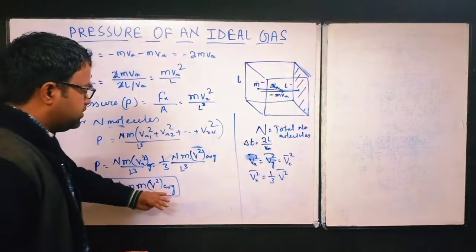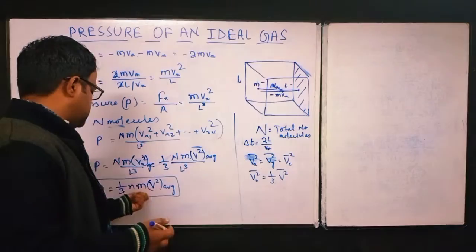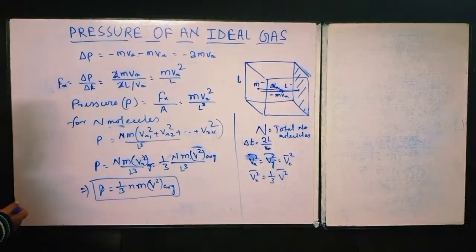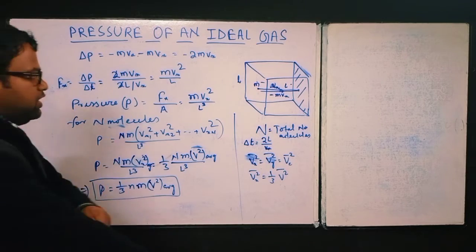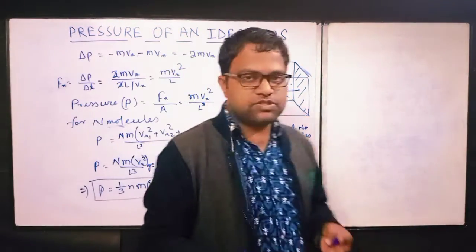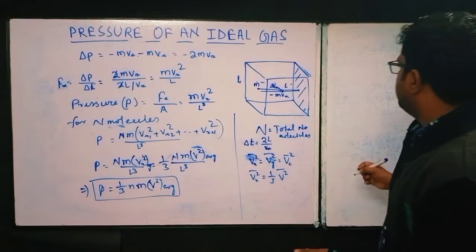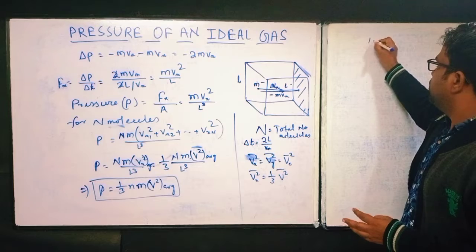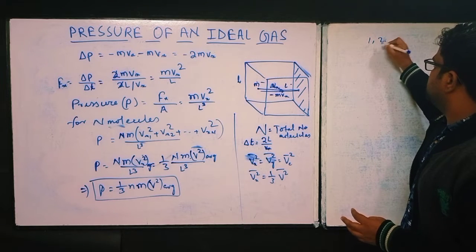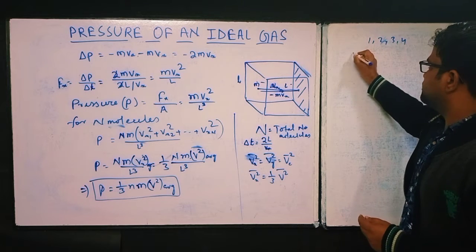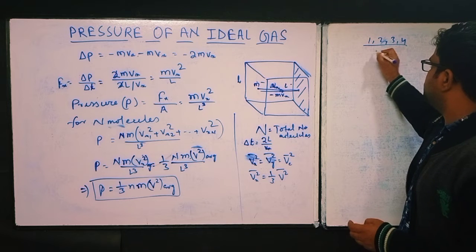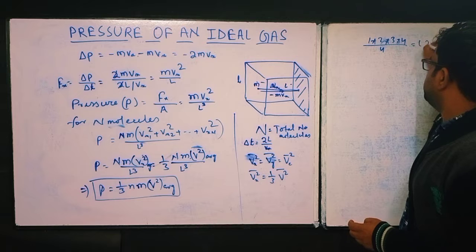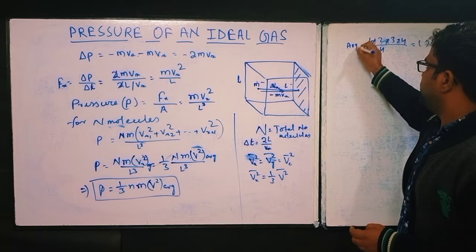Now we'll get an expression in terms of RMS velocity. What is RMS velocity? RMS velocity is root mean square velocity. Suppose there are 4 numbers, 1, 2, 3, 4. If I ask what is the average of these, we add them and divide by 4, and whatever result you get is your average or mean.